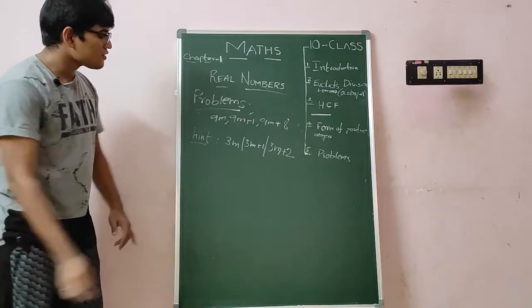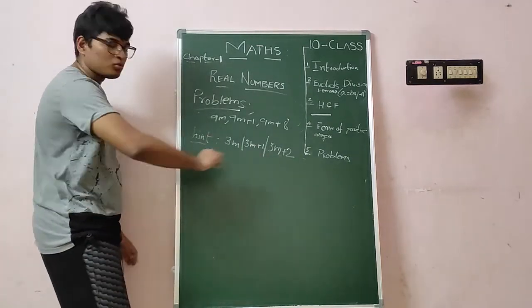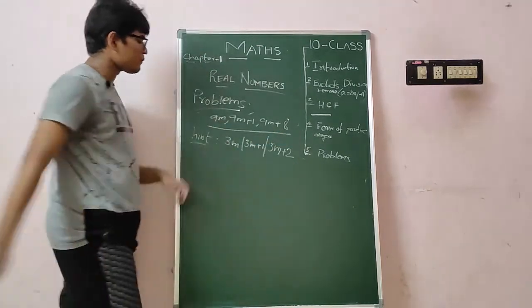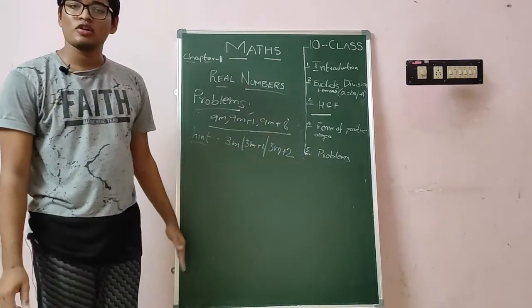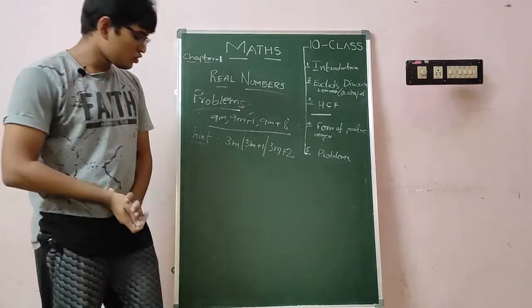If you cube this, the cube of all these numbers will be in the form of 9m, 9m plus 1 or 9m plus 8. The answer is also here. You just need to do the process.